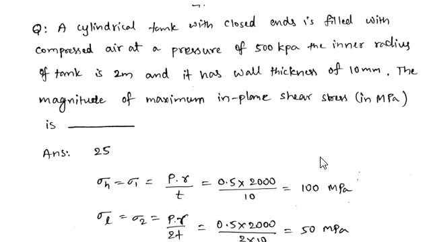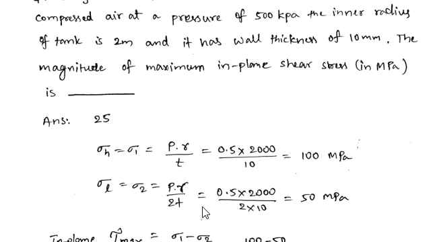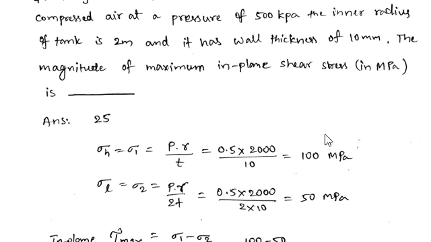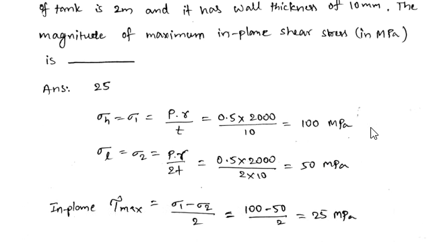And in the same way, if you write sigma L, that is the longitudinal stress for the cylindrical shell, that longitudinal stress will become the minimum principal stress in this case. So it is PD by 4T, that is PR by 2T. So P is 0.5 megapascal, R is 2000 mm, and 2 into thickness, 10 mm, is given, and when you simplify that, we are getting sigma 2 as 50 megapascal.